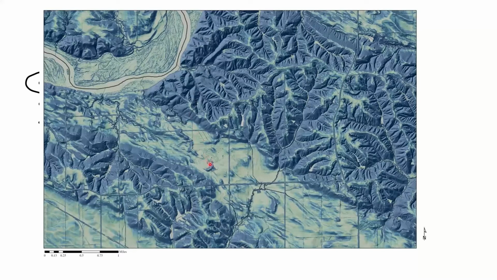This is till, and these little blips are sand dunes, so they have a different slope. But these steep slopes right here, this is loess. And so there's some kind of boundary here, and that's what I'm looking at.